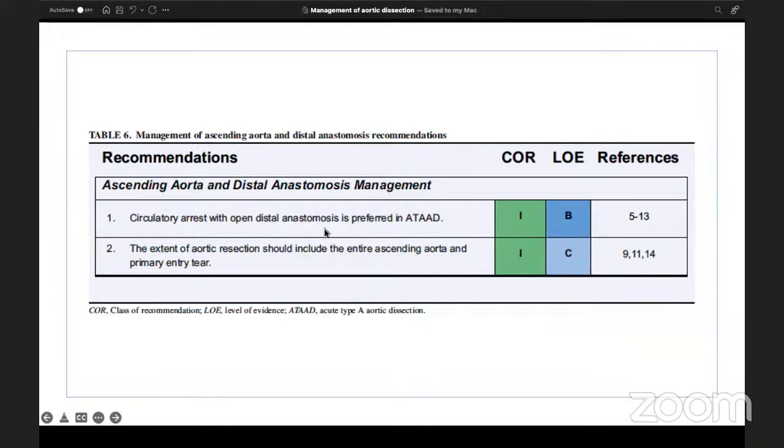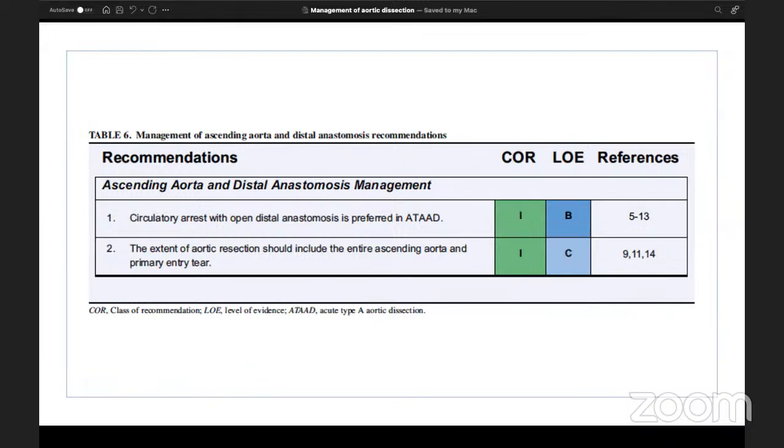As recommended, circulatory arrest and open distal anastomosis is preferred, with class 1. The extent of aortic resection should include the entire ascending aorta and the primary entry tear. For type 2 DeBakey dissection, most of the time you have the ability to resect all the diseased tissue because it's limited to the ascending aorta, and your procedure will most of the time be considered a curative procedure.